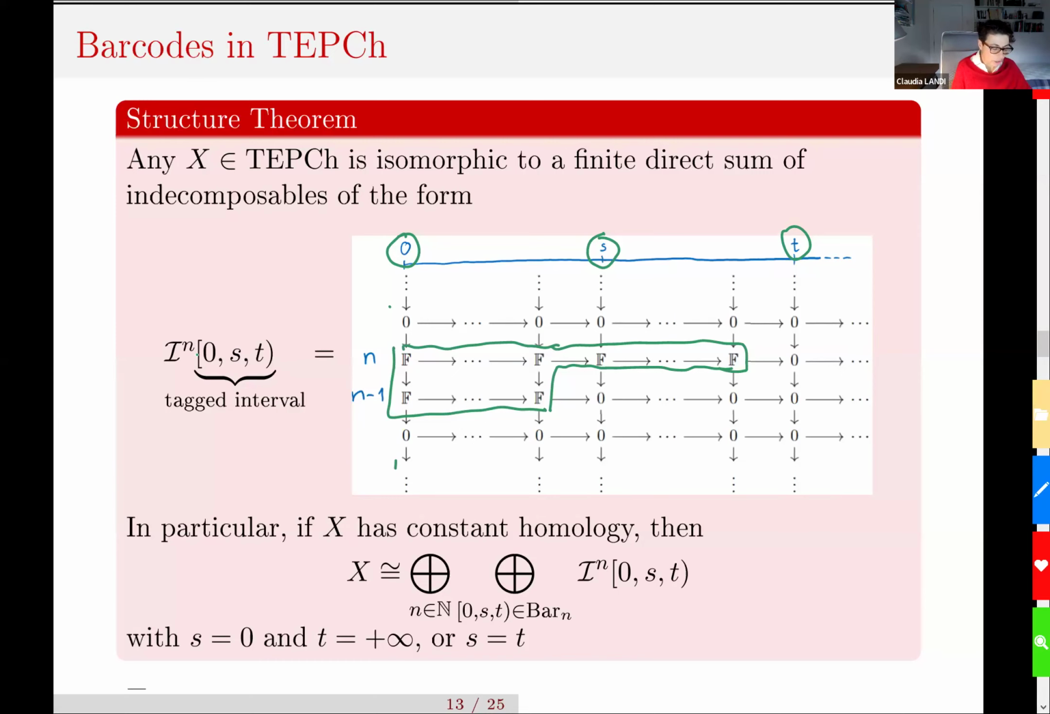So this type of indecomposable is described by 3 numbers. One number is the dimension, if we are in between degree n and n minus 1. Then we have the number s that tells us when homology starts, and then time t, which is the death of homology. Objects here can be decomposed in this way. We call this type of interval a tagged interval, in the sense that it is like a normal interval, but it has a specific element, a tag, in the middle of it.